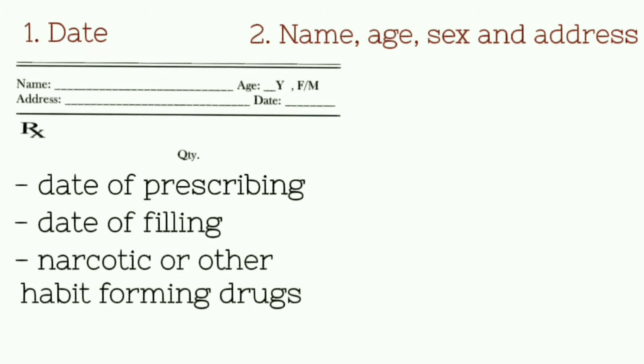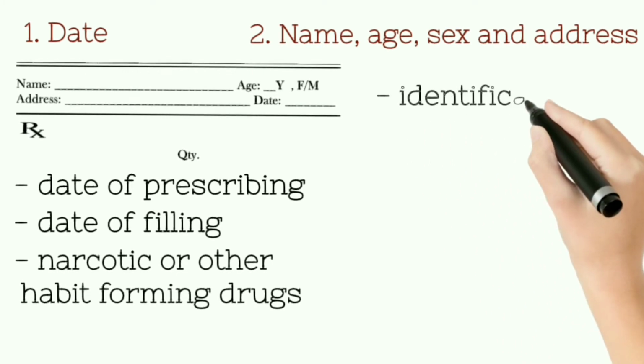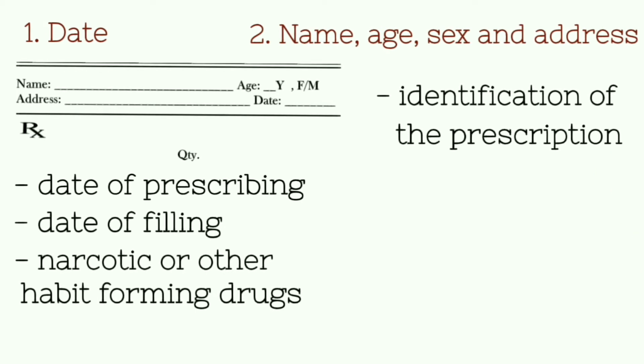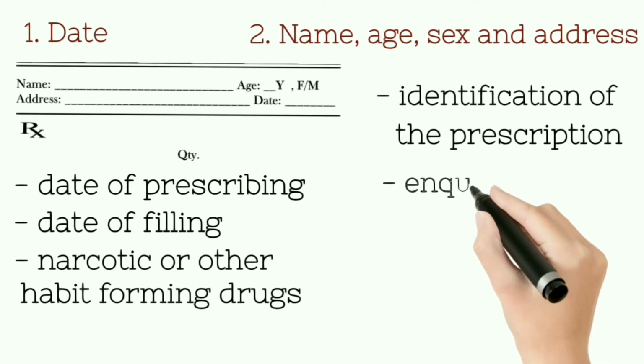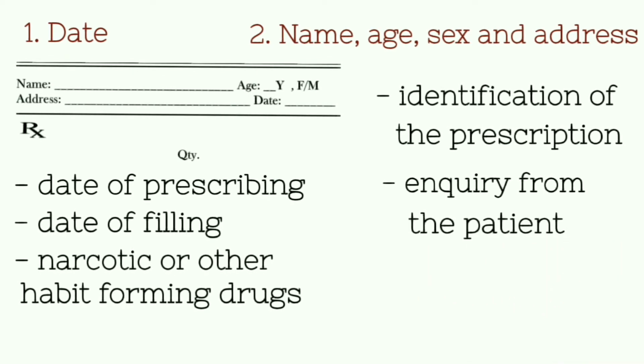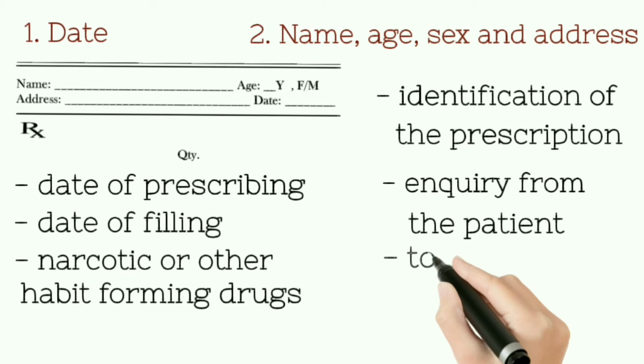The second part, information of the patient, serves as the identification of the prescription. If the information is missing, the same should be included by the pharmacist after proper inquiry from the patient. Age and sex of the patient help the pharmacist to check the prescribed dose of the medication.